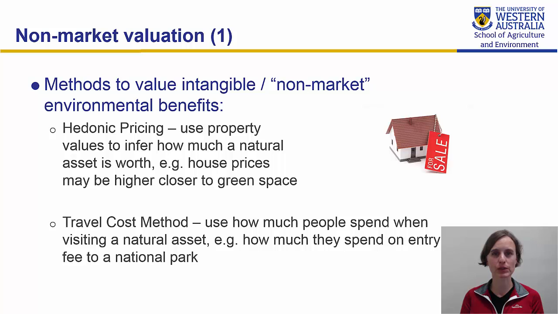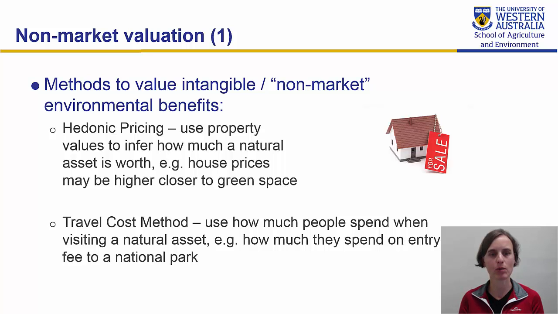Another revealed preference approach, so where people reveal their preferences through the actions they take, is the travel cost method. We use this method mostly for recreational benefits, so those sort of use values where people visit a national park or some other natural asset. Usually we go to that place, to that site, and ask people how much they have spent to get there. So if people are willing to spend a lot of money to visit a site, it gives us an indication that they really value that site.